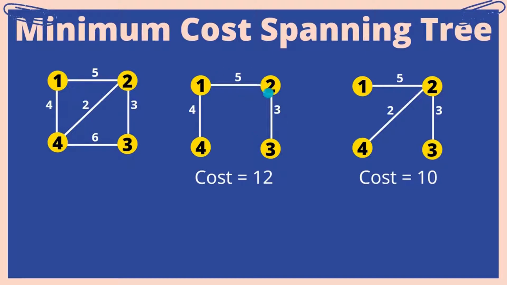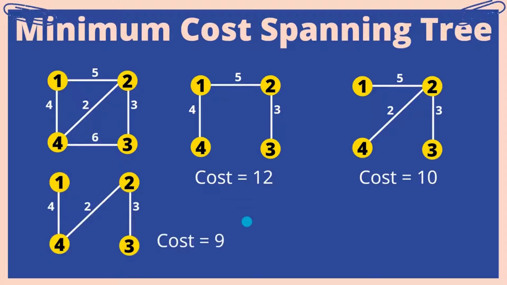The cost of this spanning tree is 4 plus 5 plus 3, that is 12. In case of this spanning tree, it's 5 plus 3 plus 2, that is 10. So are they the minimum? We can say that no, they are not the minimum cost spanning tree. So what is the minimum cost spanning tree? That is this one. It has cost 9.